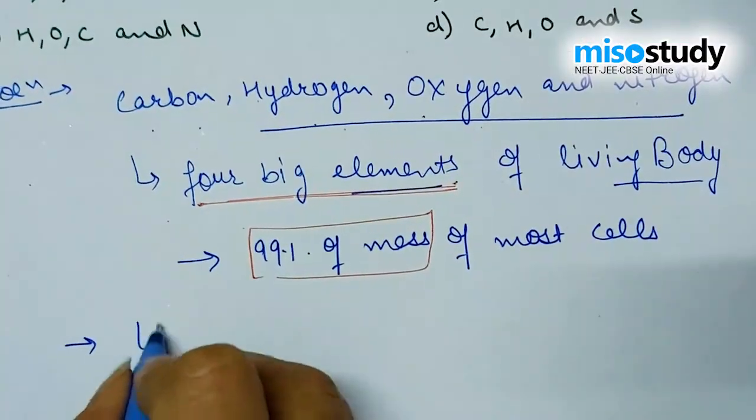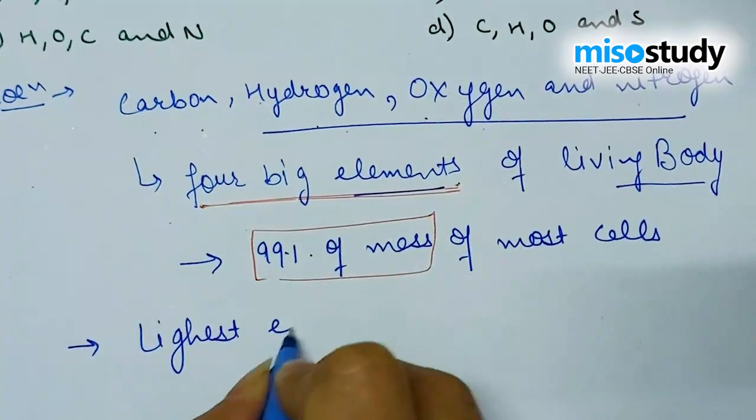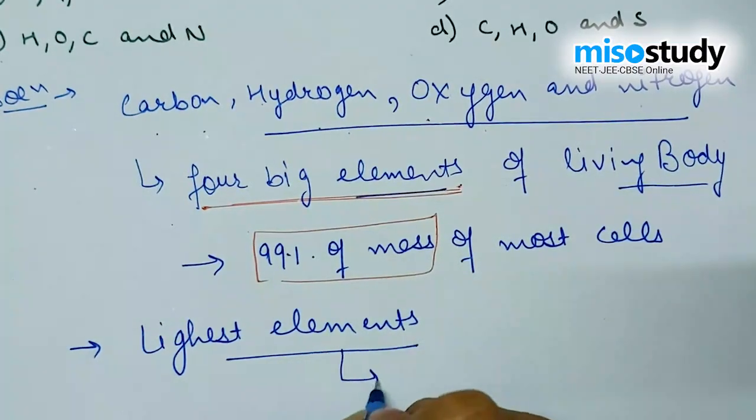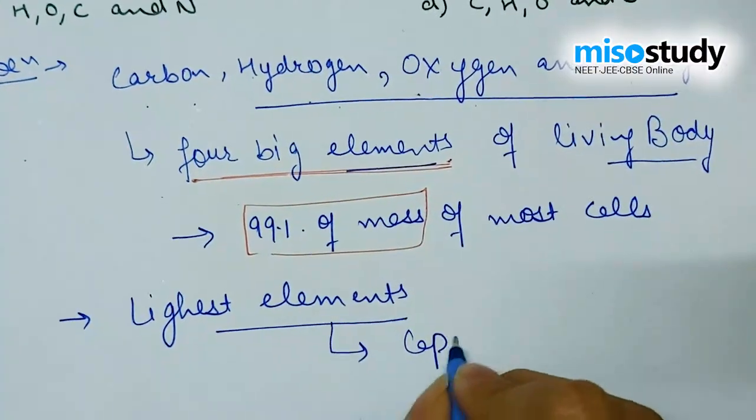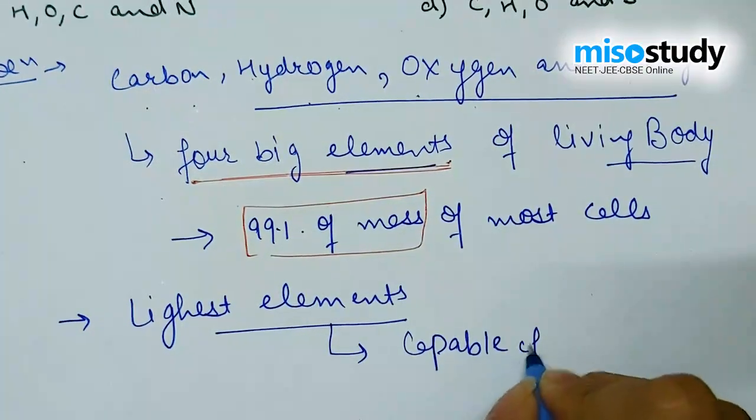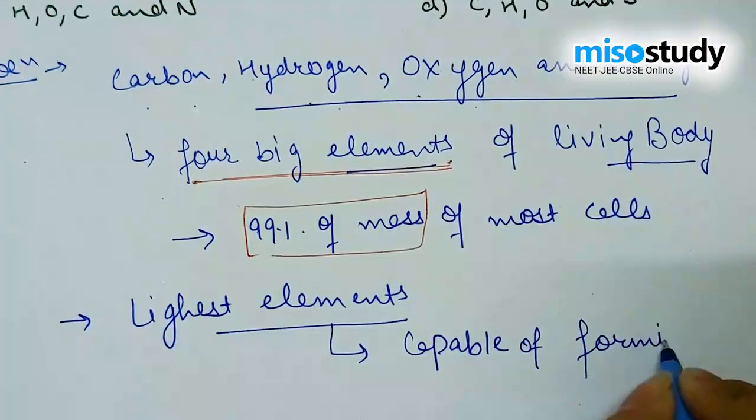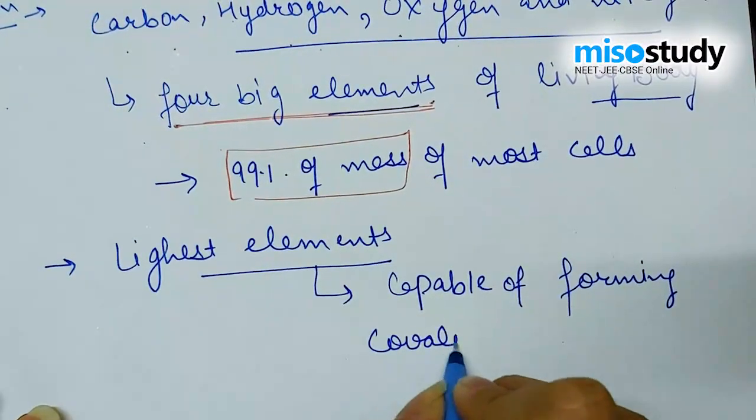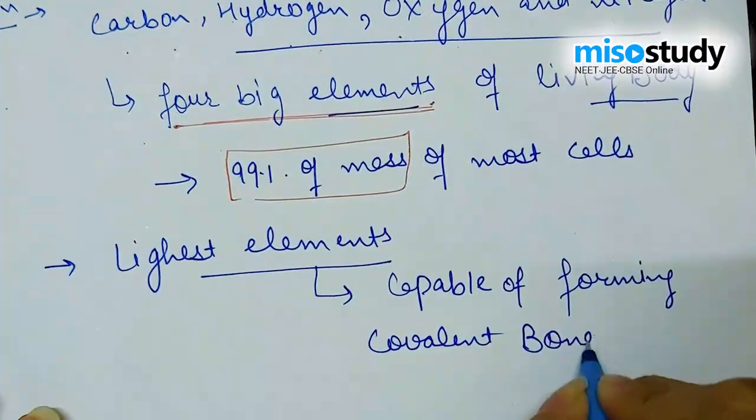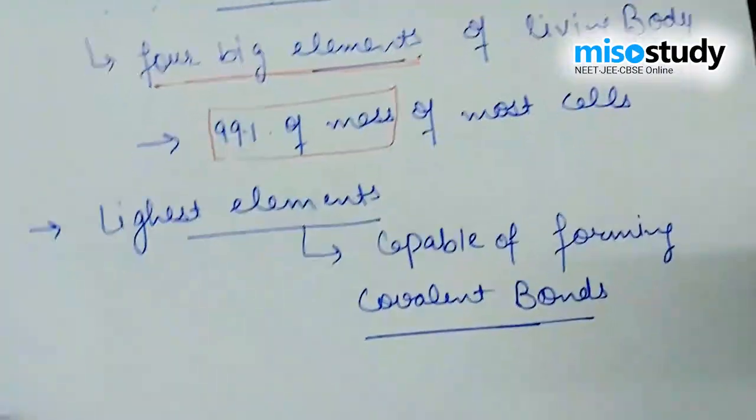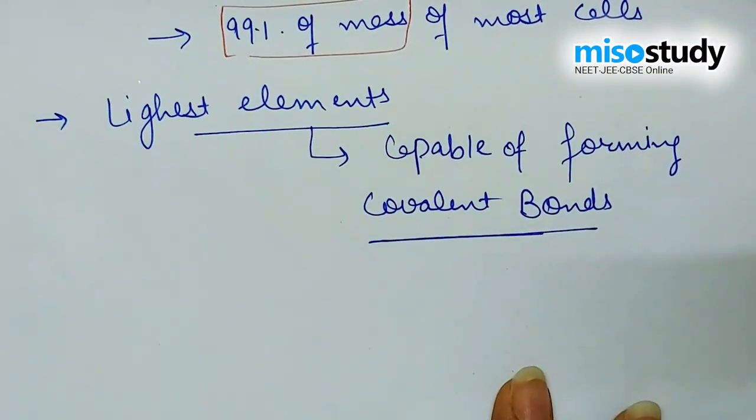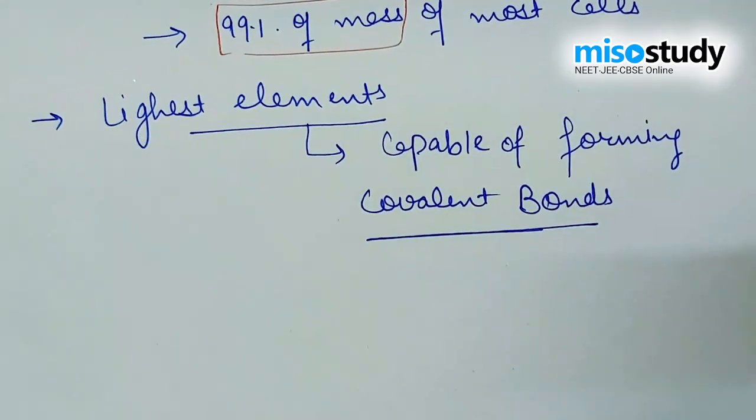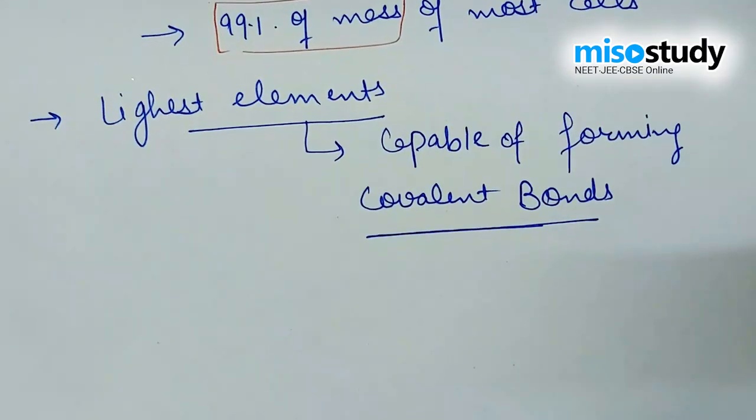All these are the lightest elements that are capable of forming covalent bonds. As we all know, there are various kinds of bonds: hydrogen bond, ionic bond, covalent bond, van der Waals interaction. All these we are discussing in the chapters as well.